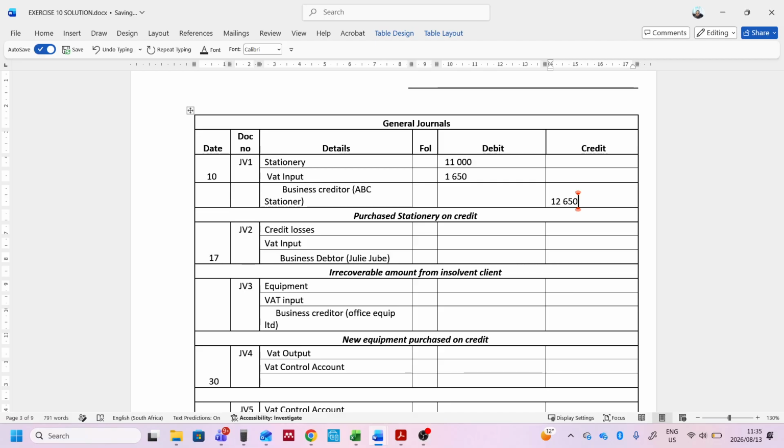After that, you put a narration. Why is this transaction recorded here? Just a smaller description, just to explain why the transaction is recorded in your general journal. This is the purchase of what? Stationery on credit. Or you can just write credit purchase of stationery. You won't be marked wrong about the description as long as your description explains or summarizes the transaction that took place.